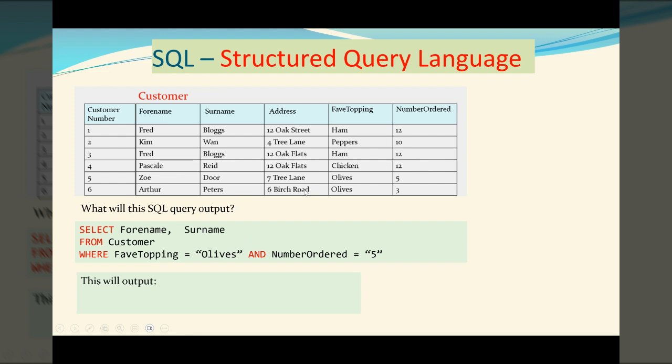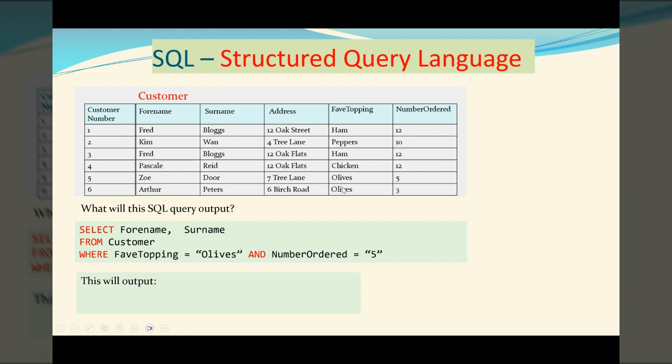So let's go down the fave topping field first. So here we have olives. We've matched olives. So we now also need to match, because it's AND, we have to match them both together. And we have a 5 here. So that does match both of them for number ordered and favourite topping. So we will output the required information. So we're looking to output the forename and surname. So we're going to output Zoe Dorr.